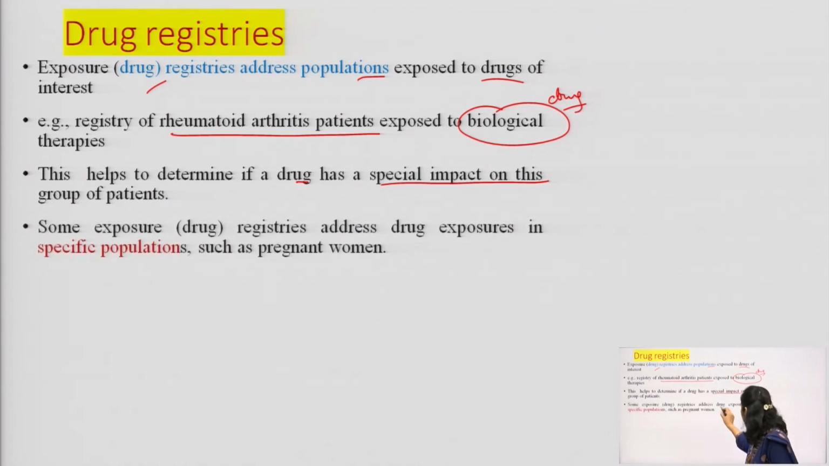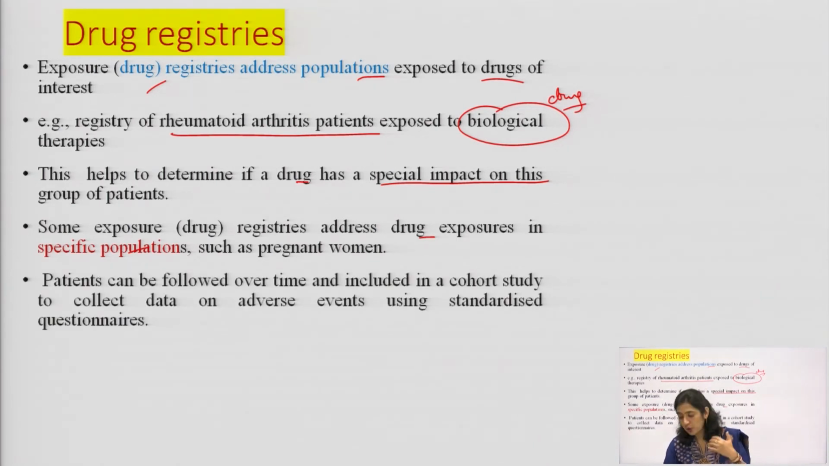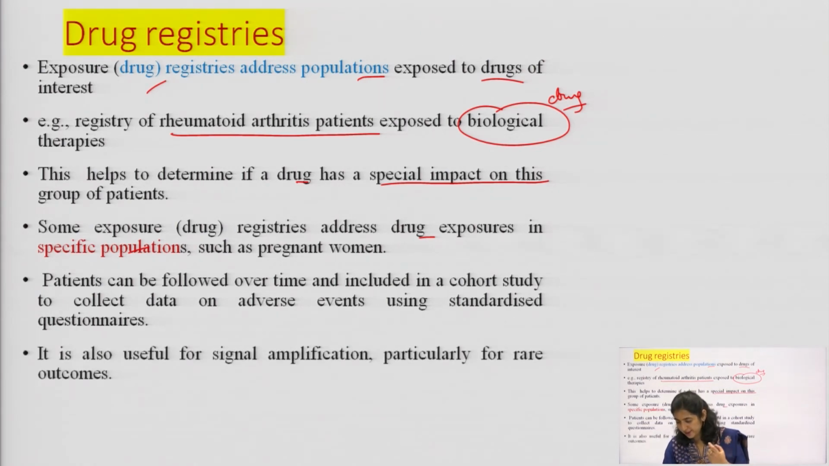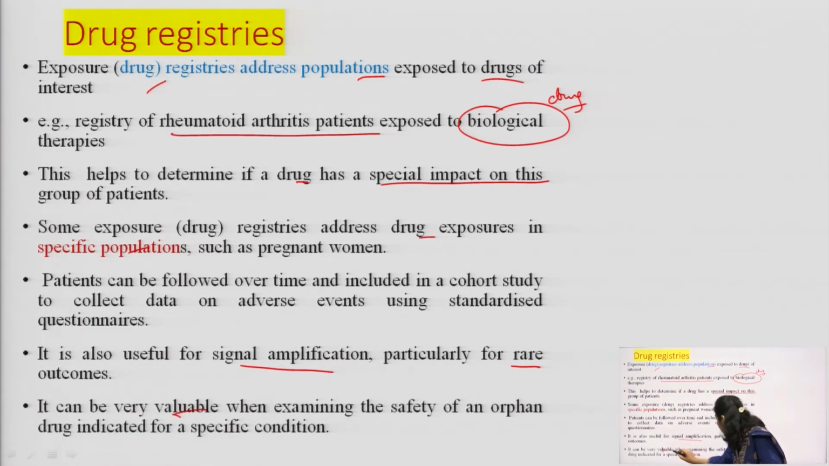Some drug registries address drug exposure in specific populations also, like pregnant women. So patients can be followed over time and included in cohort study to collect further data on the adverse events which have happened by taking the medicine. And this data is collected using questionnaire. It is also useful for signal amplification. जिसको signal मिल गया है, signal amplify करना है, मतलब इसका मतलब और data हमें add up करना है. So this particular drug registry helps us, especially for rare outcomes. It can be very valuable when examining the safety of orphan drugs. Orphan drugs, please remember, they are given for rare diseases.